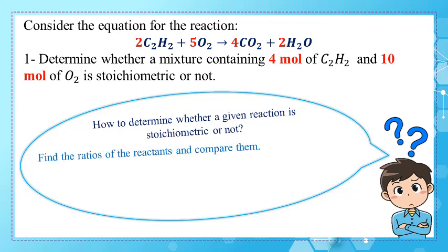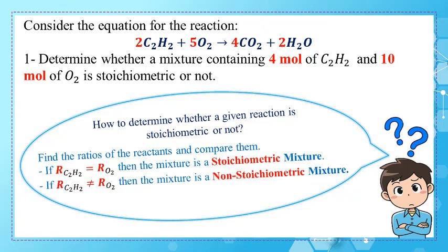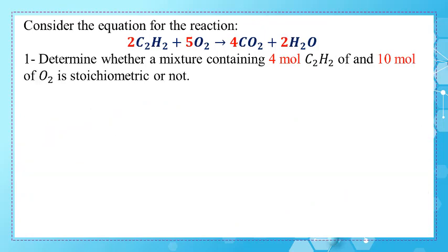We find the ratios of the reactants and then we compare them. If the ratios are equal, then the mixture is a stoichiometric mixture. However, if the ratios are not equal, the mixture is non-stoichiometric. Let's find the ratios now.